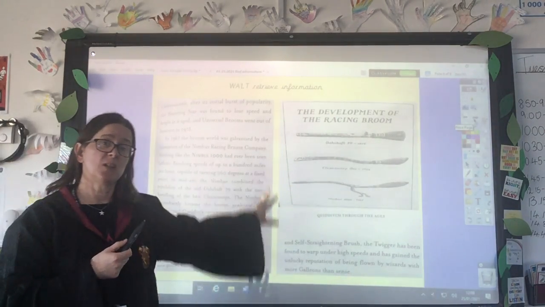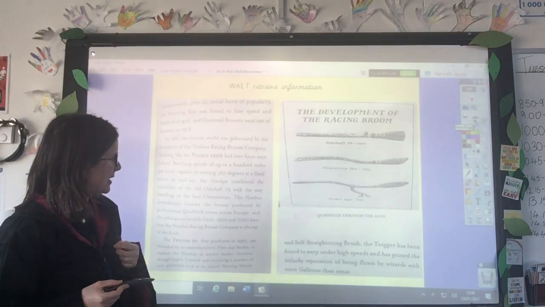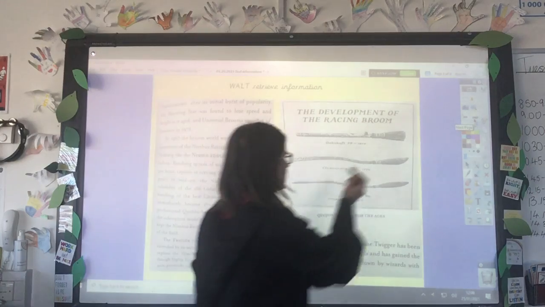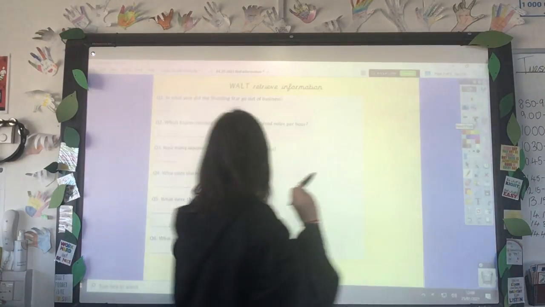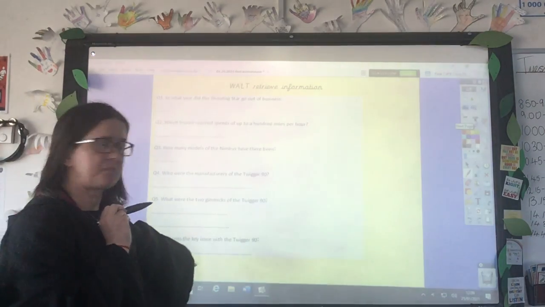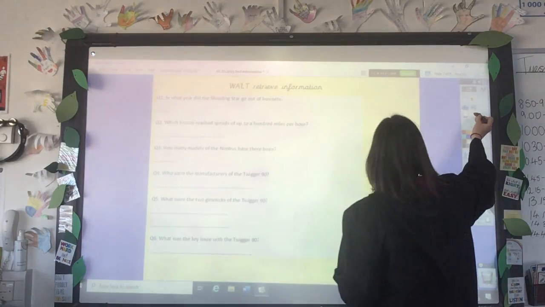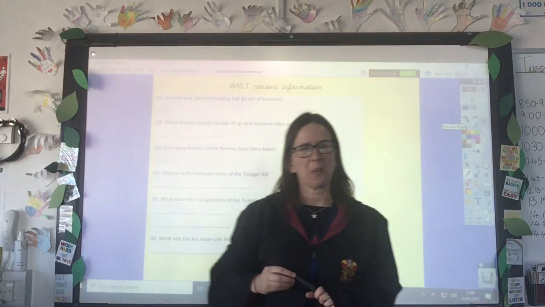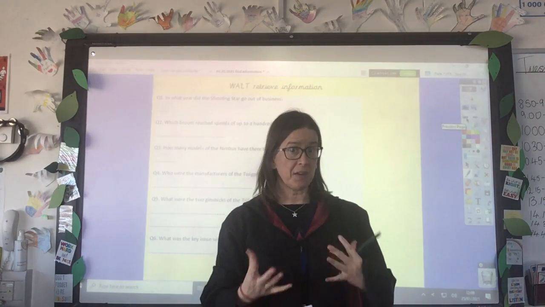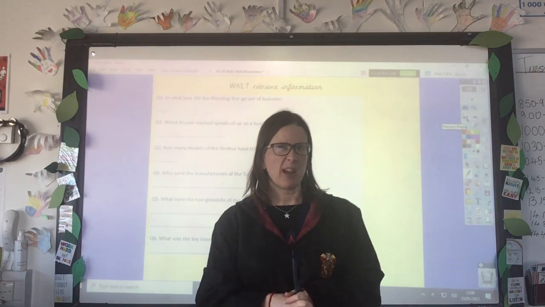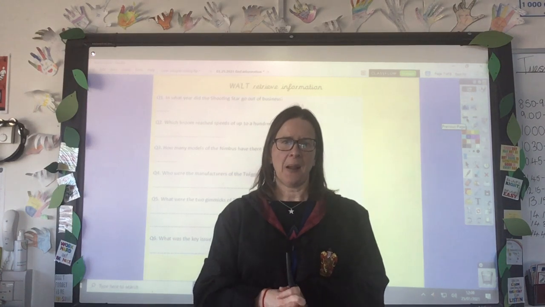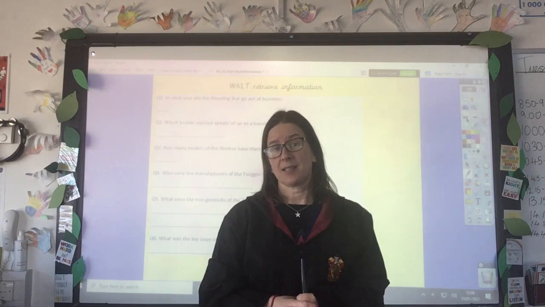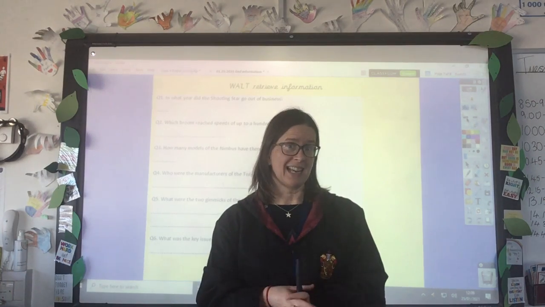Read the text, which is provided on the website. It's all about the development of the racing broom. I might read that. That sounds interesting. And then have a go at the questions. And then the answers, ooh, I'm going to quickly take those away so you don't see them. The answers are on the website for you as well. So have fun with that this week. It's great that it's still about Harry Potter because it feels like you're going to learn some more about him and about his friends at Hogwarts that maybe we can use in our writing later on.